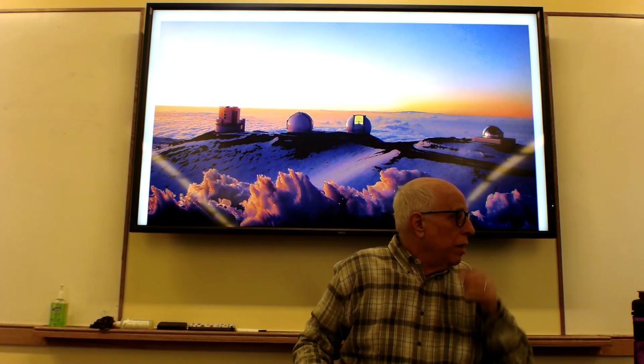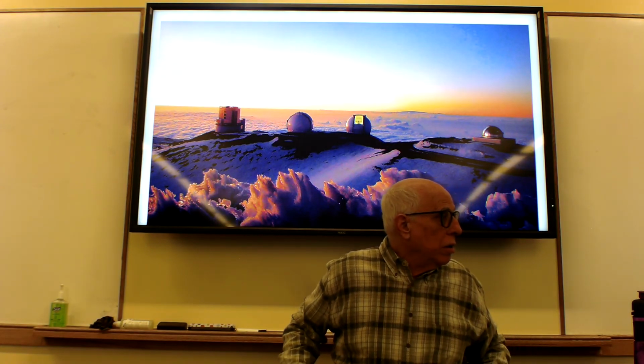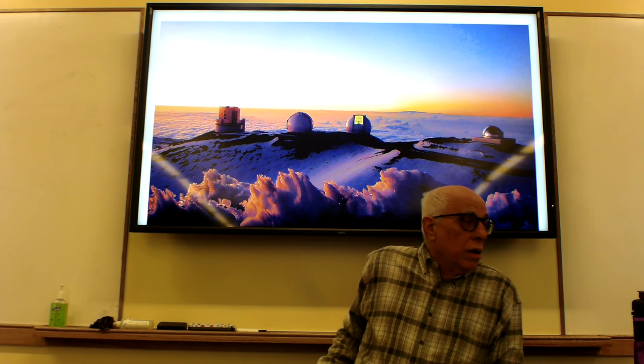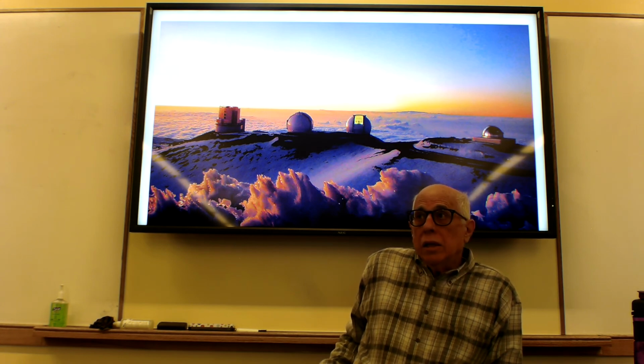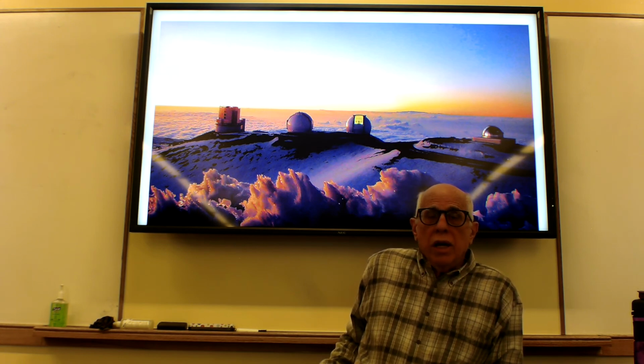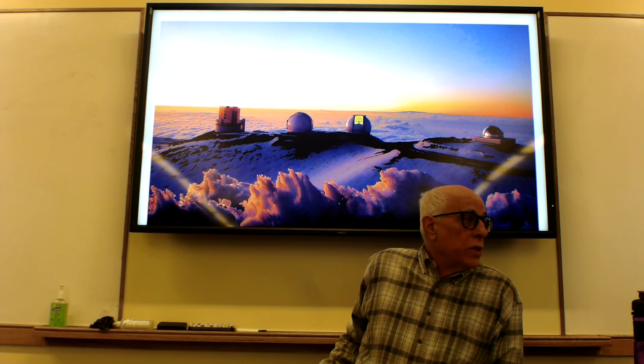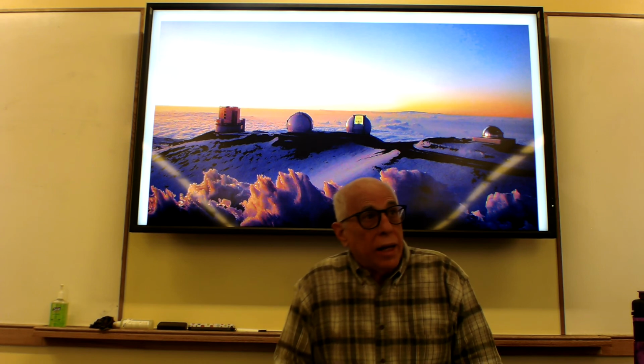So this is a typical view of Mauna Kea, where you can go skiing. I don't know how accessible skiing is right now because of the protest camp, but it's a world center for astronomy. So we've been at it for an hour.